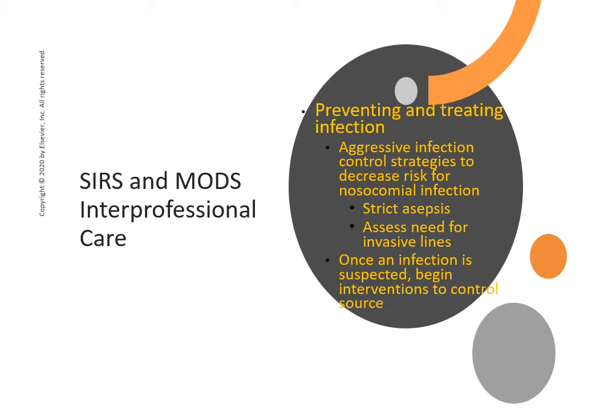Strict asepsis can decrease infections related to intra-arterial lines, endotracheal tubes, indwelling urinary catheters, IV lines, and other invasive devices or procedures. Daily assessment of the ongoing need for invasive lines and other devices is an important strategy for the prevention or limit of healthcare acquired infections. Despite these strategies, infection may develop. Once an infection is suspected, begin interventions to treat the cause. Send appropriate cultures and start broad spectrum antibiotic therapy as ordered. Adjust therapy based on culture results if needed.